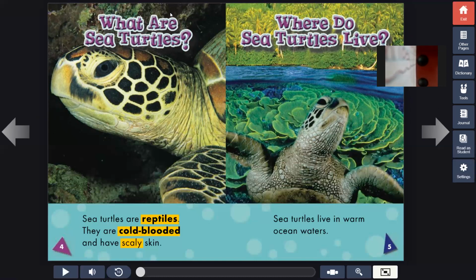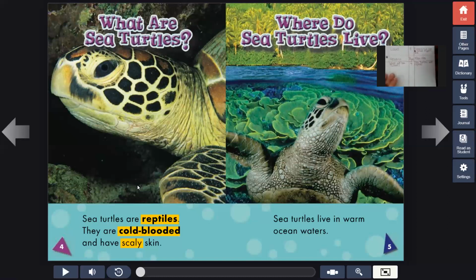Uh-oh, that fell. Okay. There we go. So let's read. Sea turtles are reptiles. They are cold-blooded and have scaly skin. So looking at this very tiny section, I notice it's basically telling me that a sea turtle is a reptile. So I'm going to write sea turtles are reptiles.